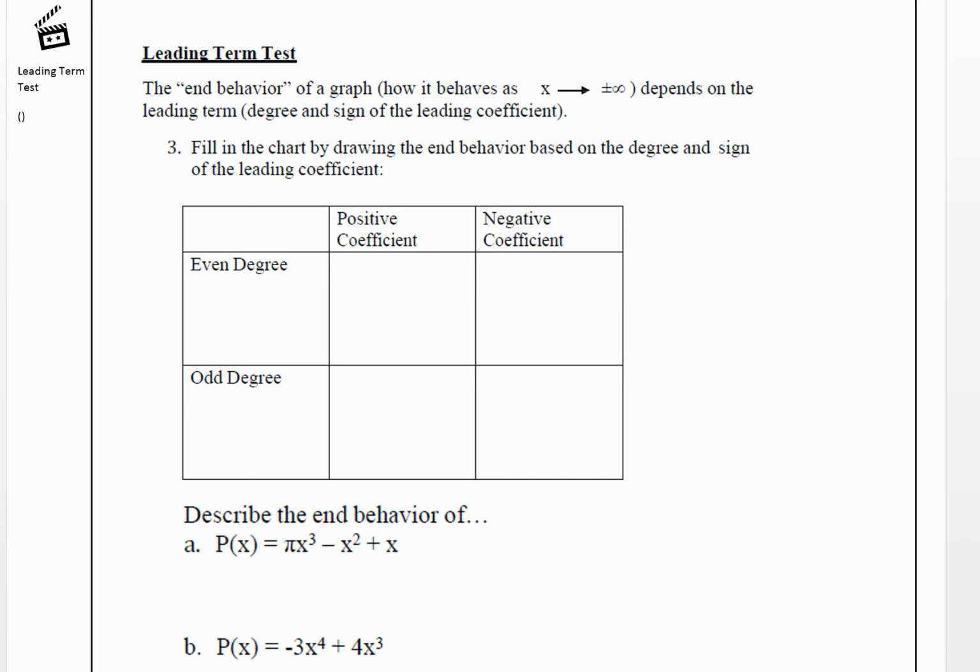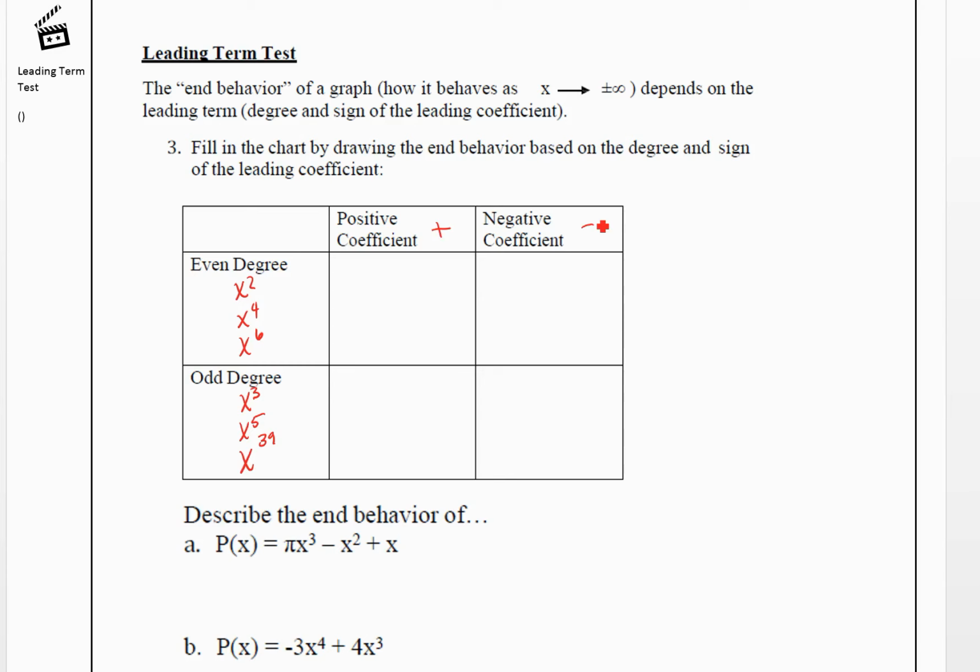Even degree would be things where the very first term is like x squared, x to the fourth, or x to the sixth. Odd degrees would be things like x cubed, x to the fifth, x, anything, we could have 39th, anything with an odd degree. A positive coefficient just means the first number out in front of our leading term is going to be positive, and a negative means negative.